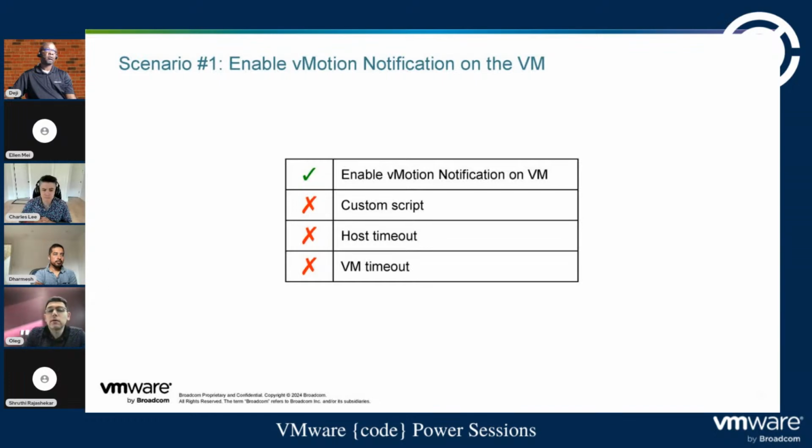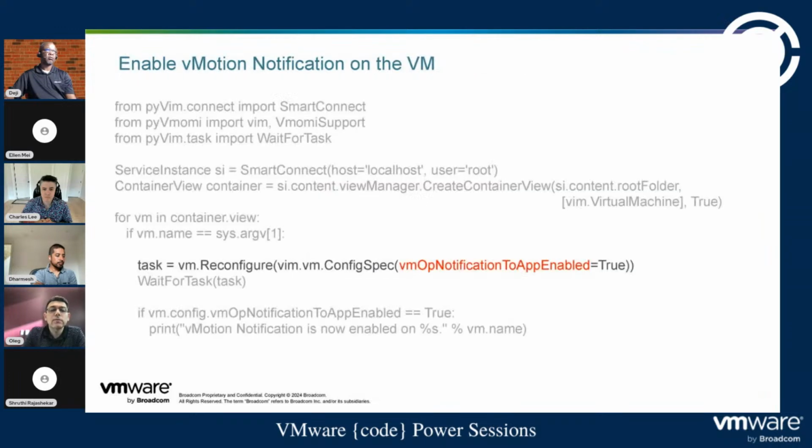In the first scenario, all we're going to do is enable notifications. We're not going to do any scripts or timeouts. All you have to do is run this Python script. And really, it's just about this one line of code where you reconfigure the VM to enable notifications set to true. The rest of the code is just boilerplate. And let me walk you through it real quick.